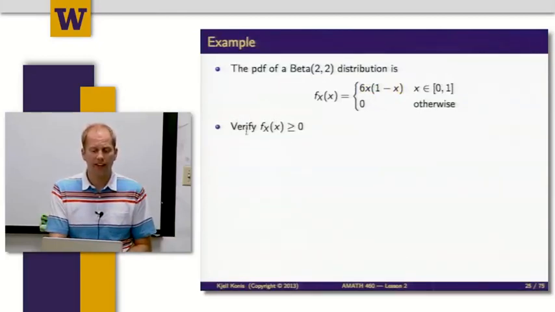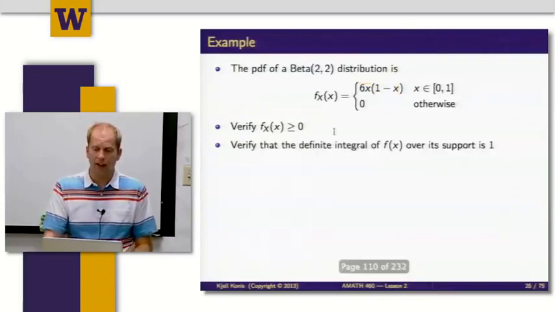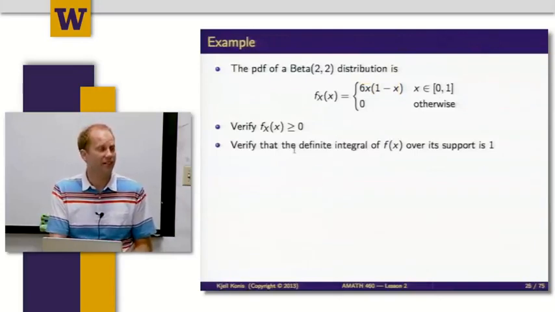So if I want to verify that f of x is greater than or equal to 0, that should be pretty straightforward. If I have a number between 0 and 1, then it's greater than or equal to 0. So 6x has to be greater than or equal to 0. And 1 minus x, the smallest this could be is when x is equal to 1, and that's 0. So it's pretty easy to verify the first condition. The work is usually verifying that the PDF is going to integrate to 1 over its support.